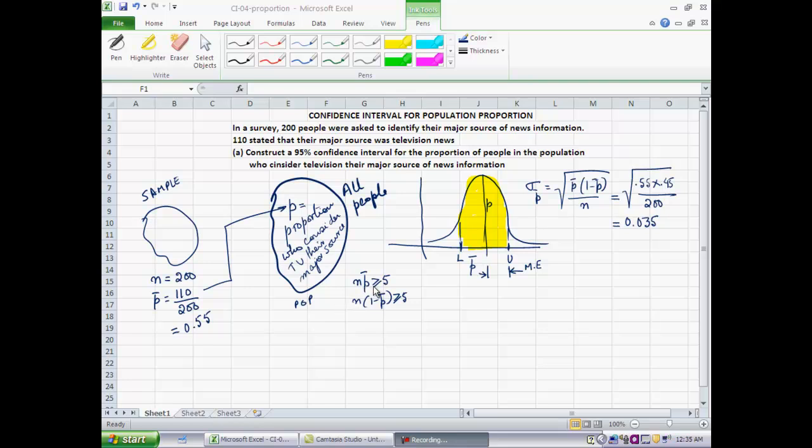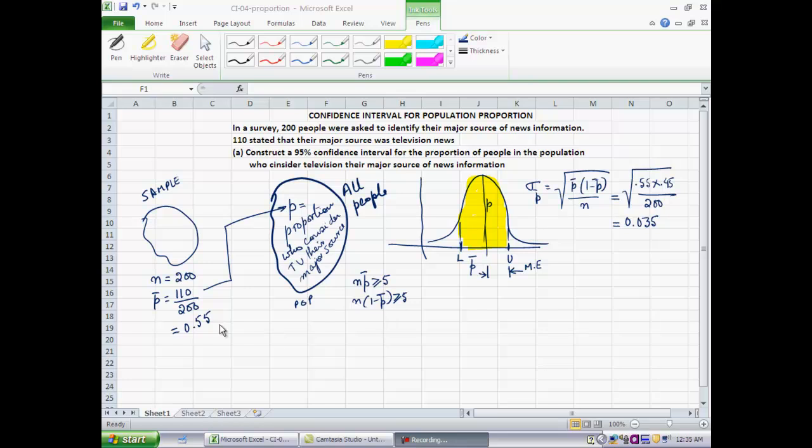n times p-bar must be greater than or equal to 5. n times 1 minus p-bar must also be greater than or equal to 5. So in this case, that would mean 200 times 0.55, which is certainly greater than or equal to 5. And the second test would be 200 multiplied by 0.45, which is also greater than 5. So very clearly both these tests are met.